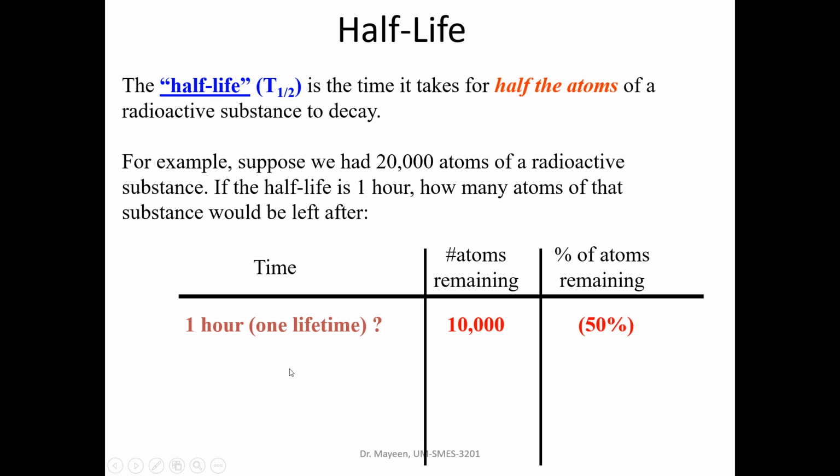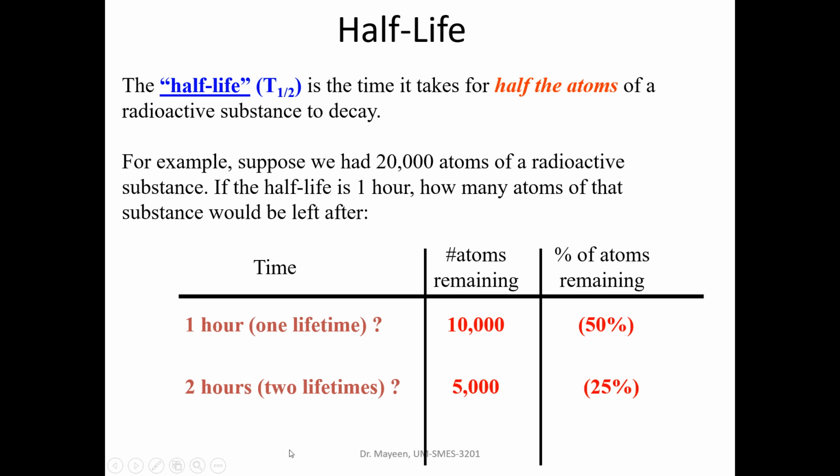If we say the time is 2 hours, after 2 hours how many atoms will we have in the sample? That number of atoms will be equal to 5,000, and that will be equal to 25% of the total quantity that we initially assumed, that is 20,000. This 25% is not of the 10,000; it is of the total number of atoms, which is 20,000.